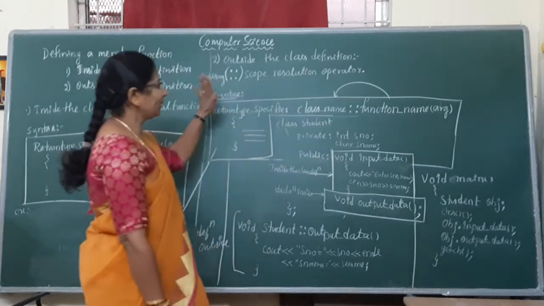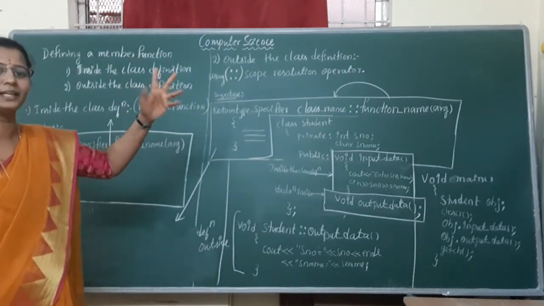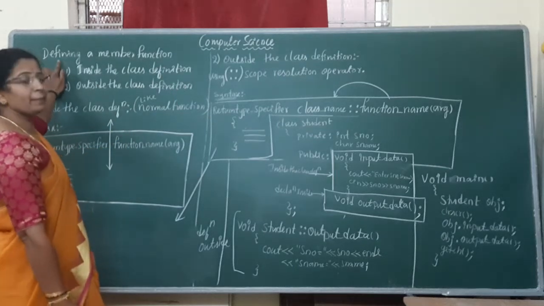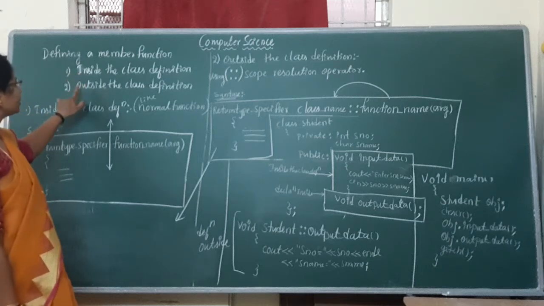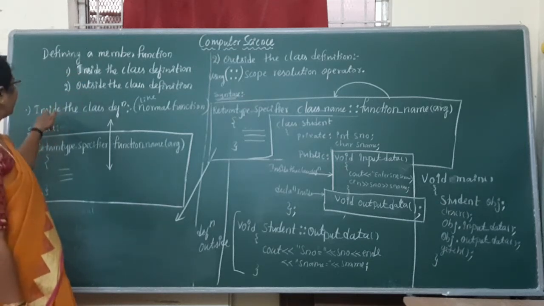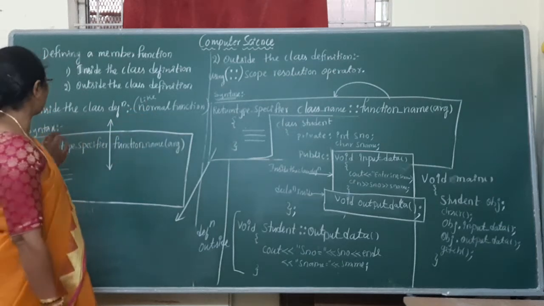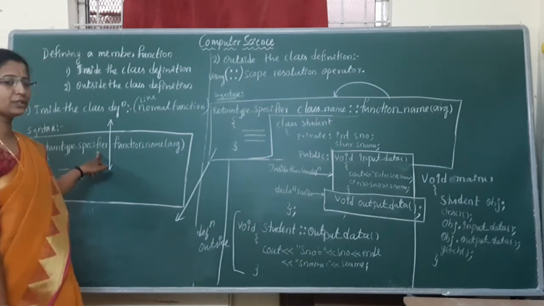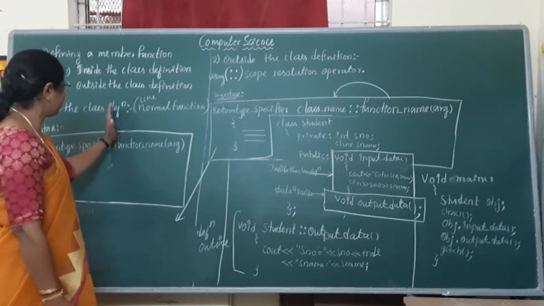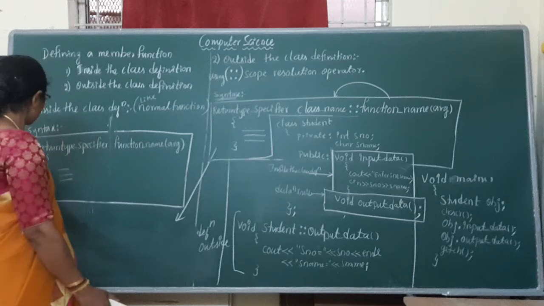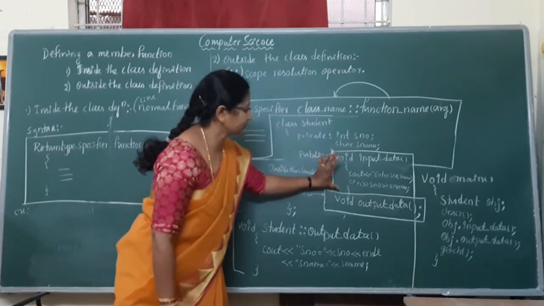Now, a complete question is there for 5 marks for both inside and outside. Defining member functions is done in 2 ways: inside the class definition and outside the class definition. Inside the class definition is done like a normal function. What is the normal function syntax? Return type specifier, function name and arguments, then the body. This I have implemented here.